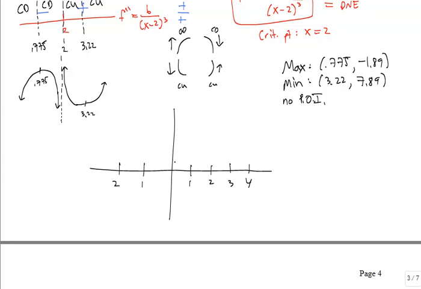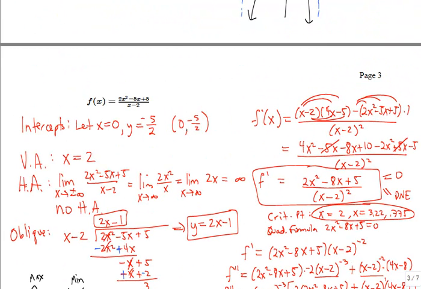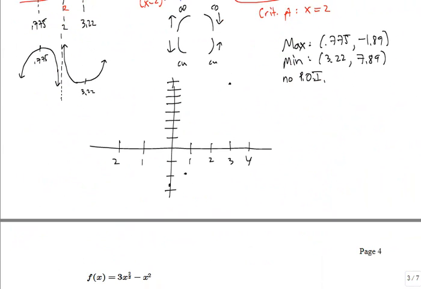All right. So the two main points that we had, 0.775, comma negative 1.89. So that's a little less than 1 on the x and almost negative 2 on the y. And then we had 3.22, comma 7.89. So that's close to 8 right up here. And then we also had an intercept from the very beginning at 0, comma negative 5 halves, which is negative 2.5. So I can plot that as well. So that would be about here.